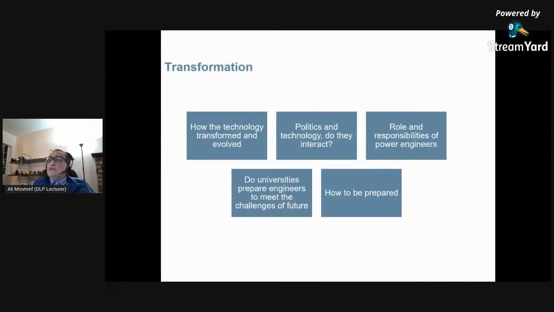What I wanted to say is what has happened and what is happening in different domains, and how technology transforms and evolves. Politics and technology, do they interact? The role and responsibility of power engineers, or even electrical engineers. It doesn't have to be power engineers, but since I was talking about power system planning and operation, I put power engineers. Also important: do universities prepare engineers to meet the challenge of the future? And how should we prepare for the future?